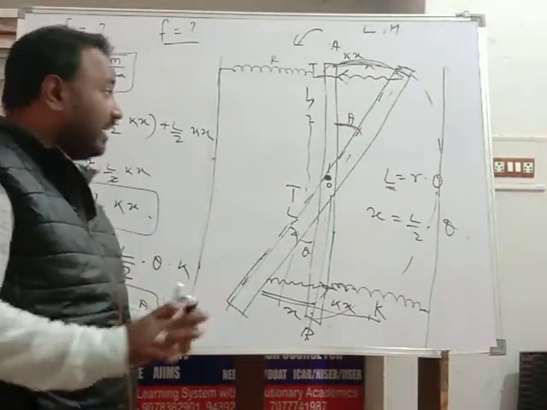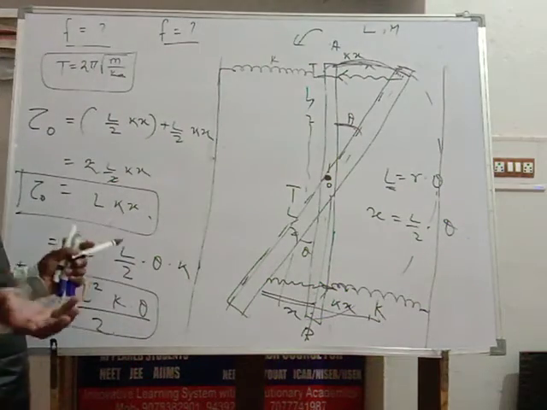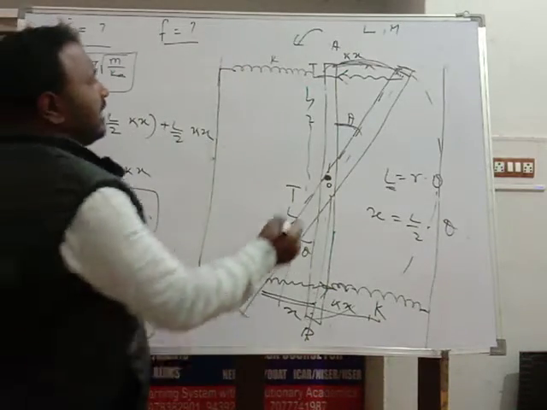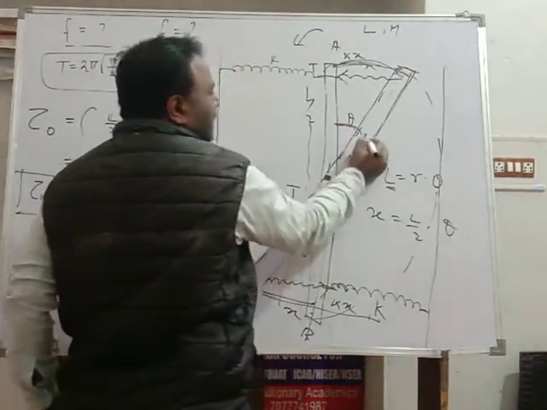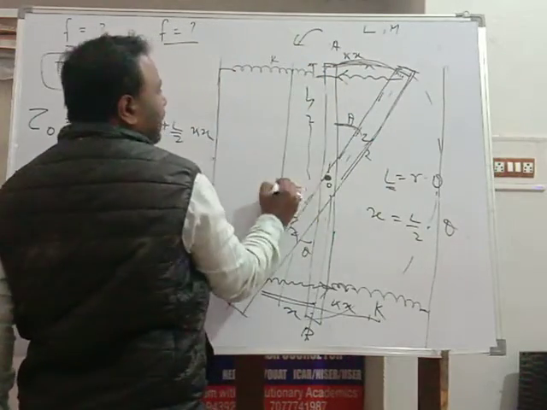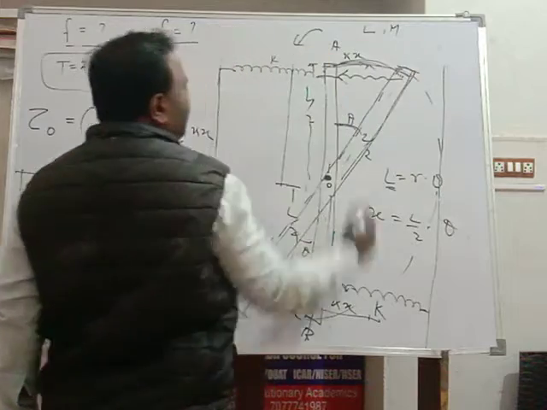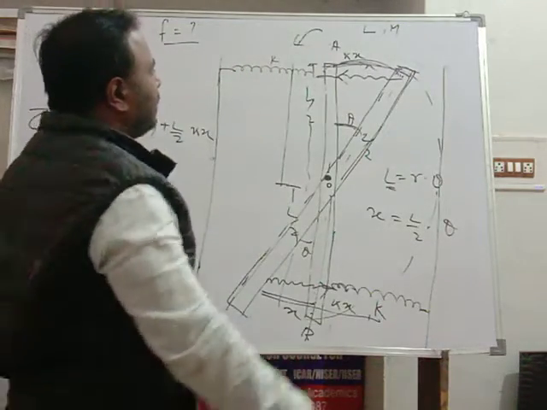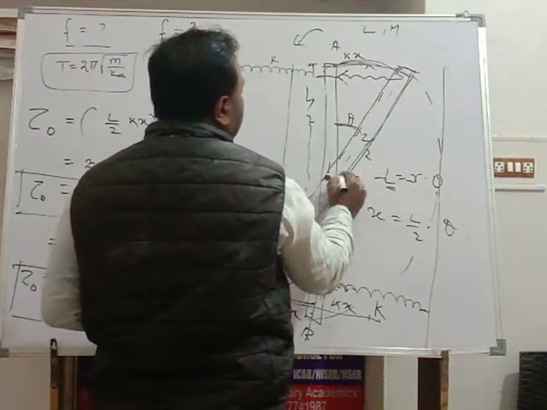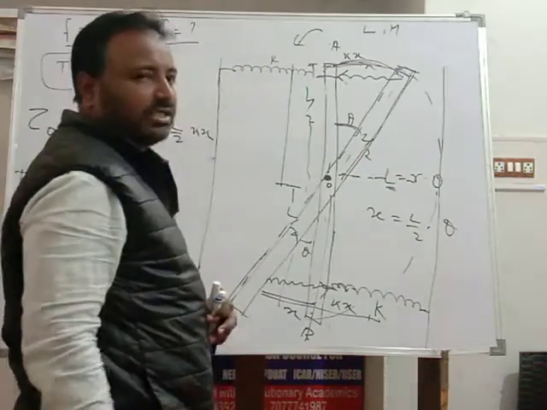Okay, if anyone wants to find, there is another method by which one can find the value of x. Let this be L by 2, this be L by 2. So what will be the component of L by 2 on this side? The component on this side will be L by 2 cos theta, and what will be the component on this side, beta? L by 2 sin theta. Okay? L by 2 sin theta.